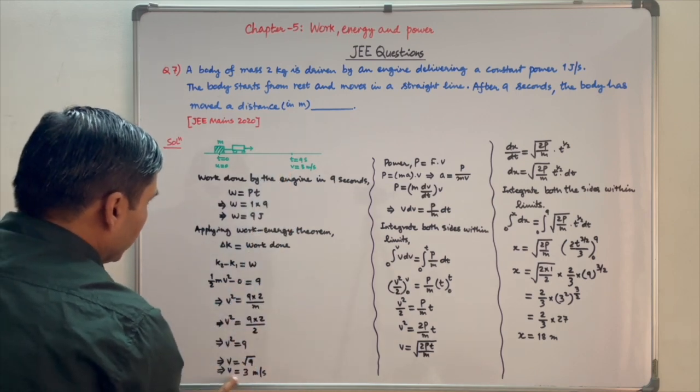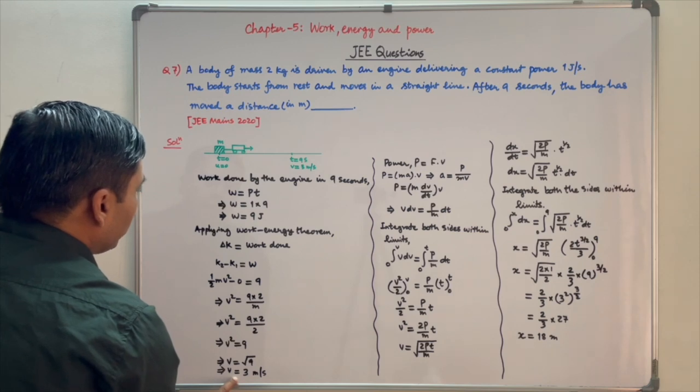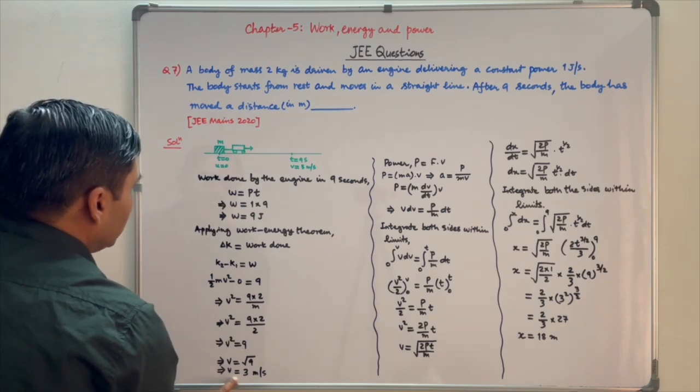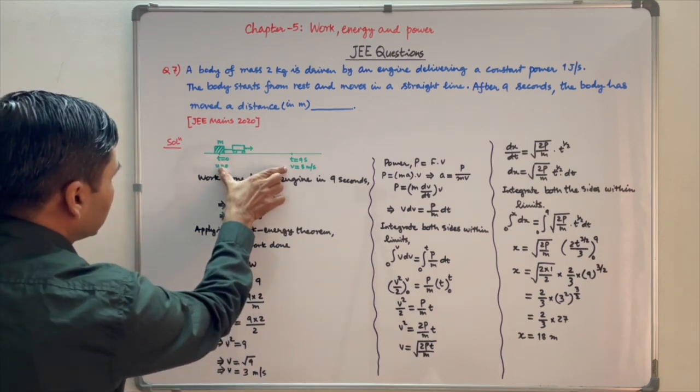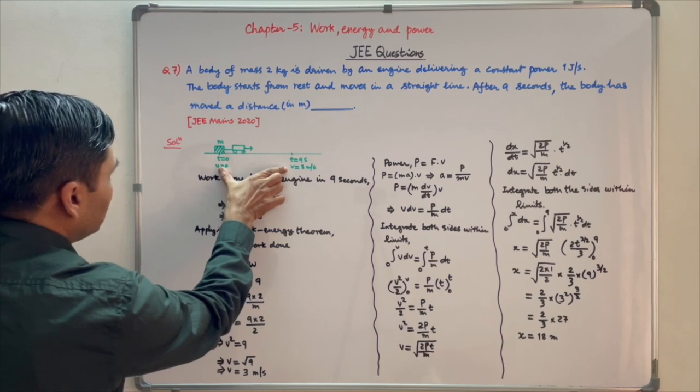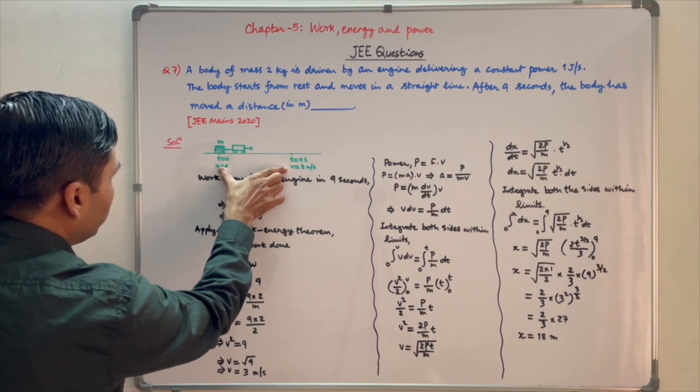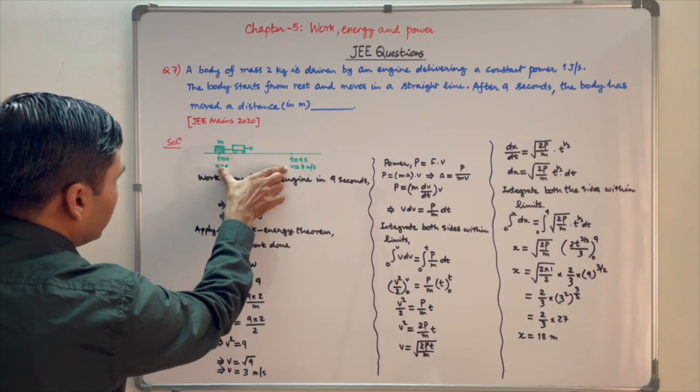Pause for a moment here. What about the acceleration? If acceleration is constant, then we can apply equations of motion in a straight line to calculate the distance traveled by the body in 9 seconds. If acceleration is not constant, then we cannot apply those equations of motion. We need to change our approach. So let us first figure out whether acceleration is constant or not.